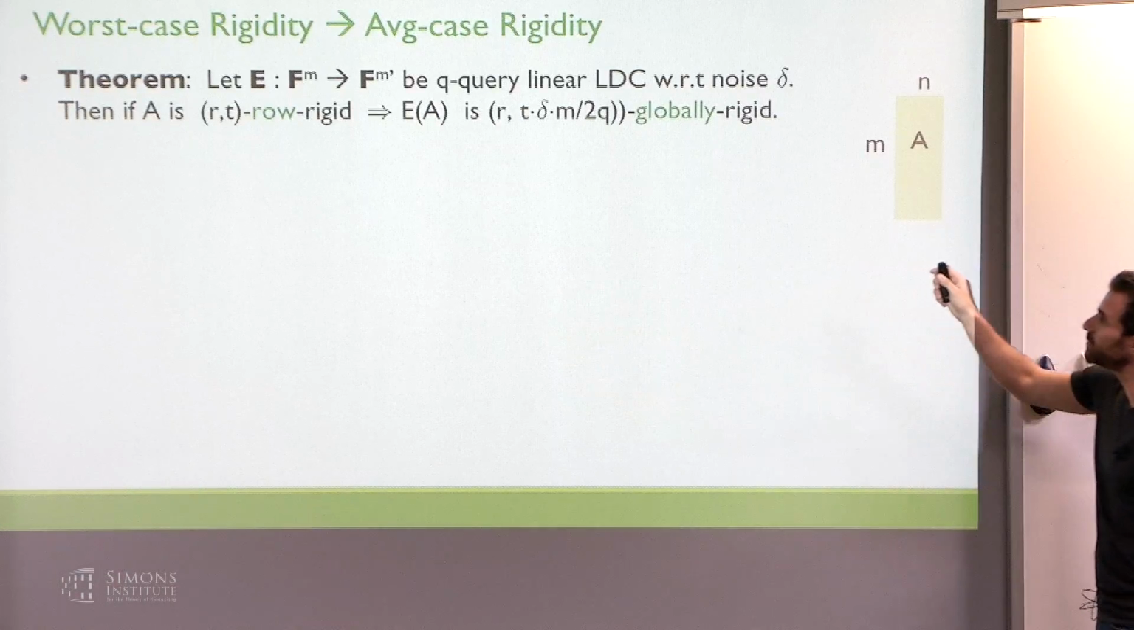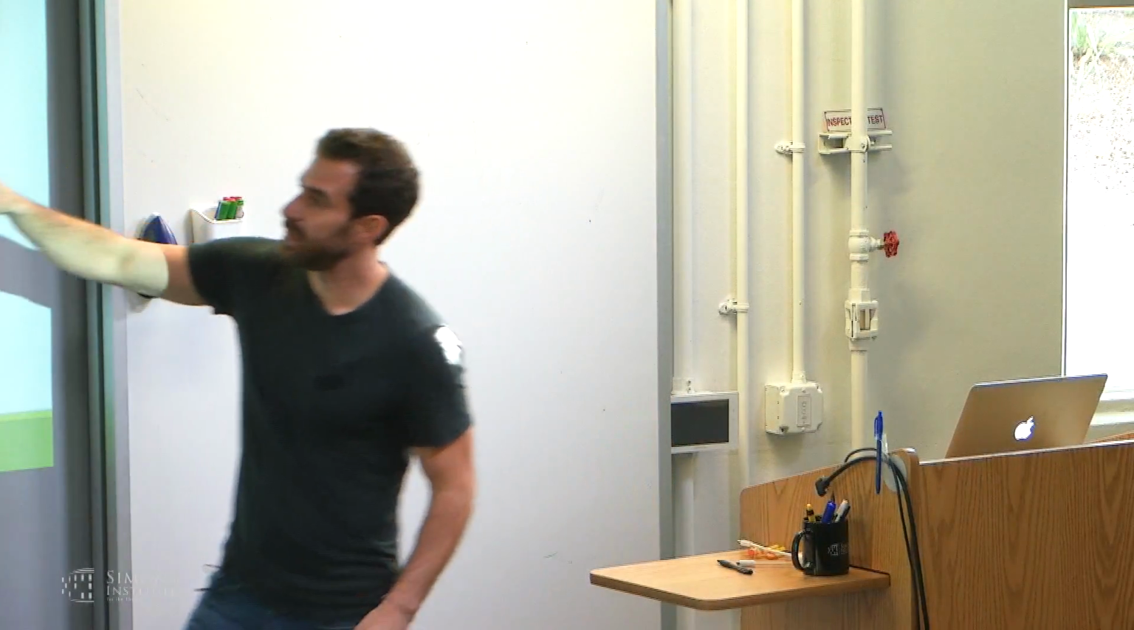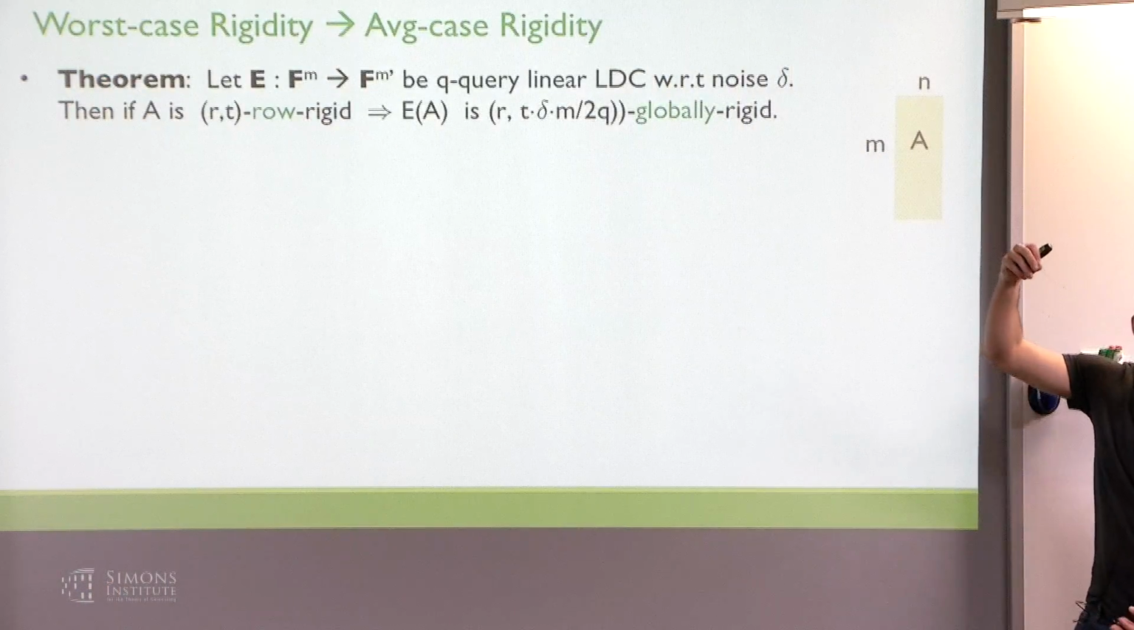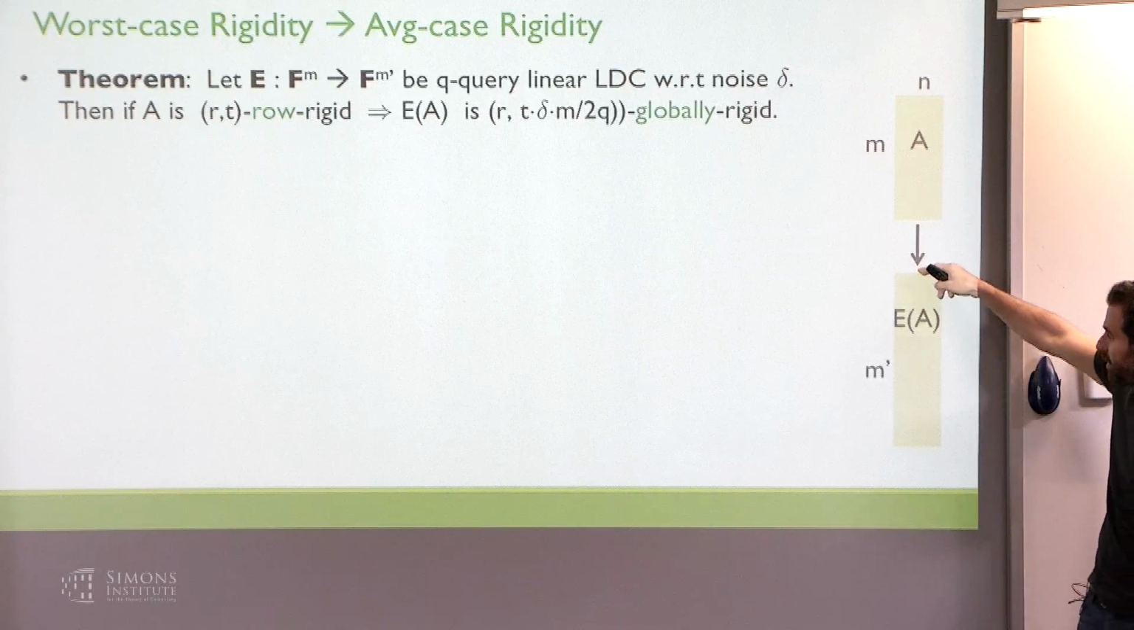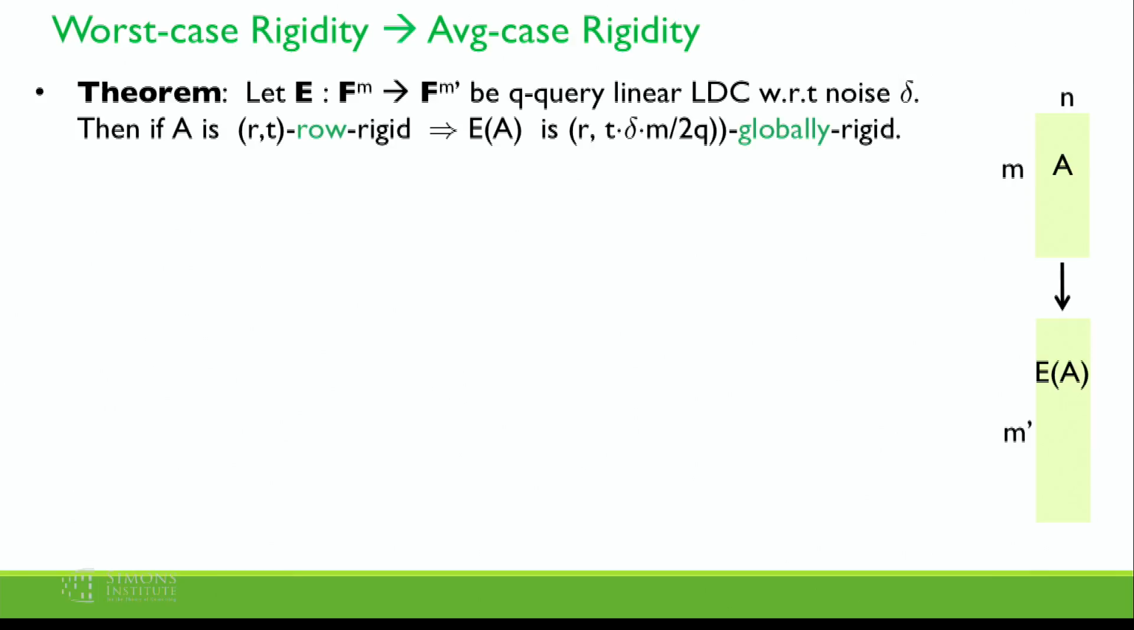So let's parse this. We show the following: if you have a matrix A, possibly a very skewed matrix, that is worst case rigid, and you apply a Q-query linear ECC to each of the columns, so you can think of the columns as the original messages that you want to encode, then I claim that E of A has to be globally rigid. So actually 10% of the rows are going to be far from every low-dimensional subspace, right?